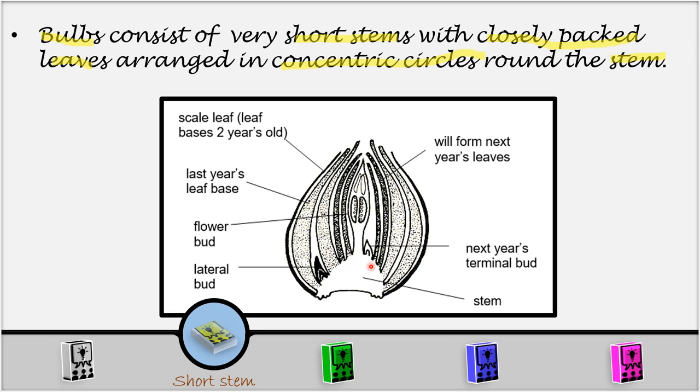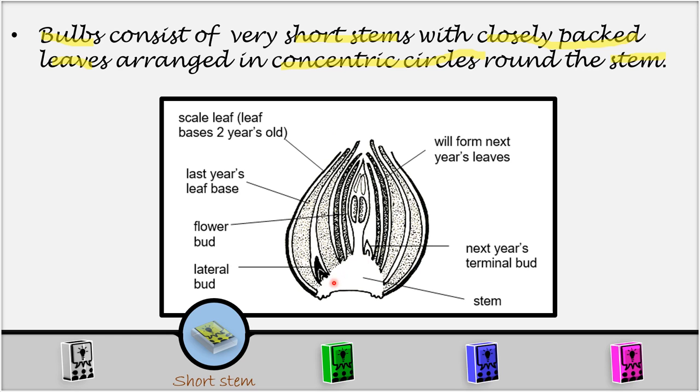And then here we have a bud which will be next year's terminal bud. And this one here is the lateral bud. So you can see that we have a stem down, and in the middle of the stem, we have a flower stalk. It was originally a terminal bud. Now it forms a flower stalk, with flower buds inside. Here they will develop another bud which will become next year's terminal bud, which will form a flower stalk for next year.